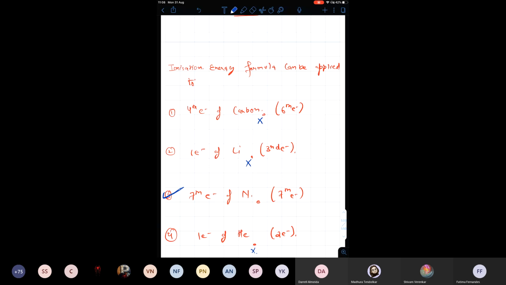Sir, done, sir. So how did we identify that only the 7th electron of nitrogen? How did we identify that? See, we can apply Bohr theory only on single electron species. Okay, can you show me an example?